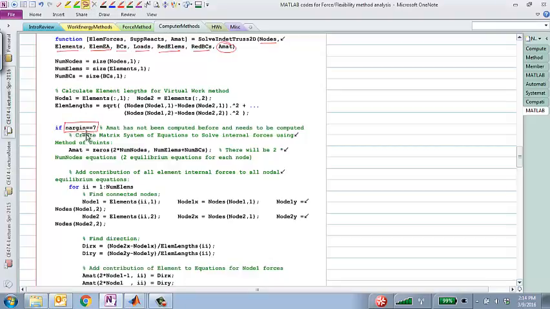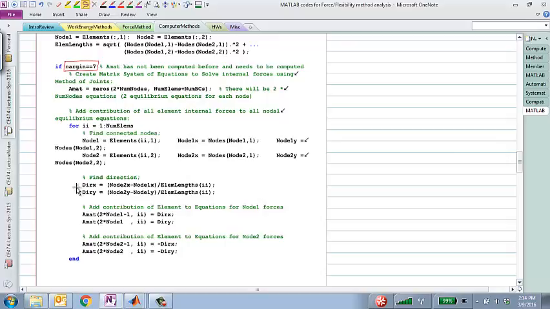What this is saying is if the number of arguments to the input call is equal to 7, that is 1, 2, 3, 4, 5, 6, 7. If there are only 7 input arguments, then I know that AMAT has not been provided, which means that I need to create an A matrix.